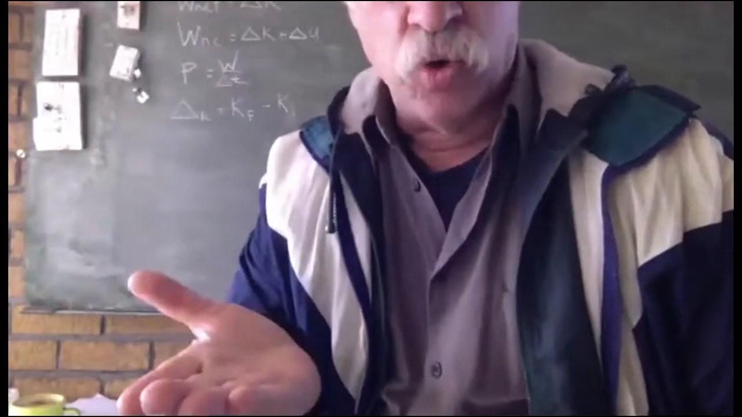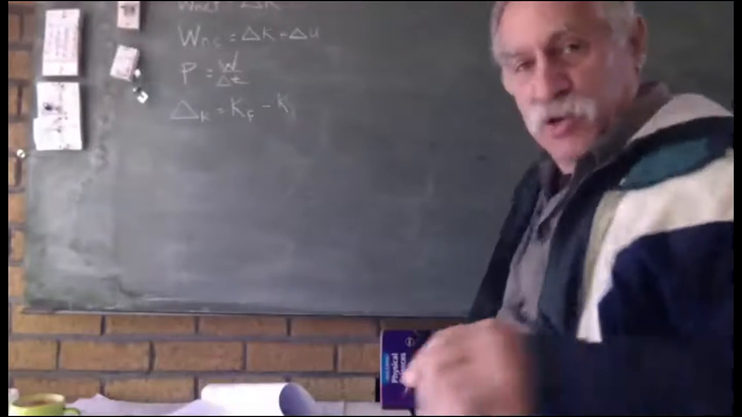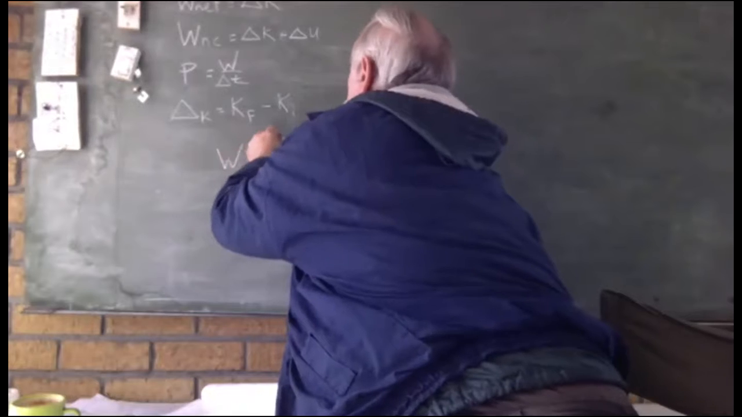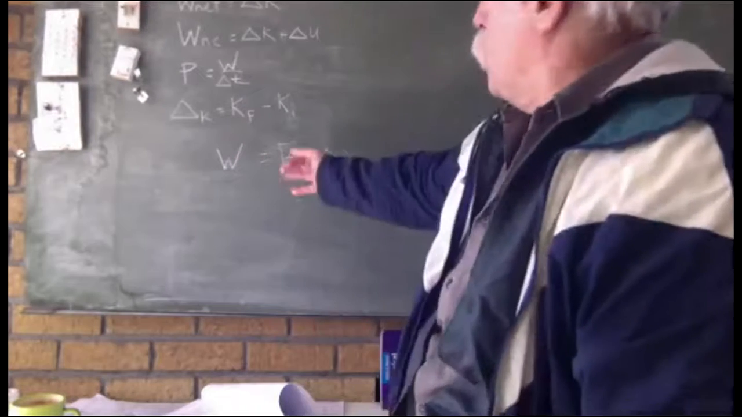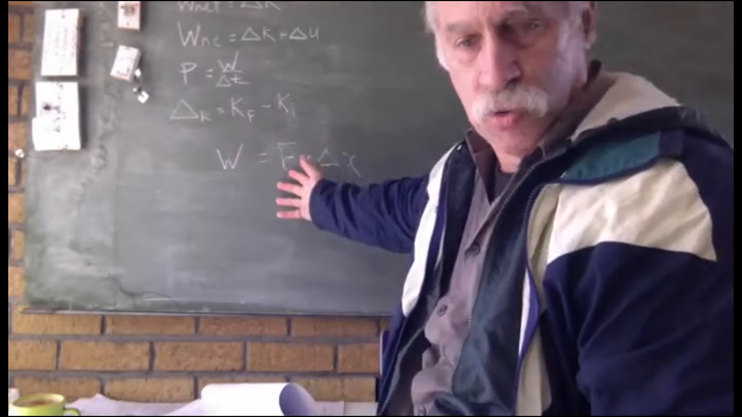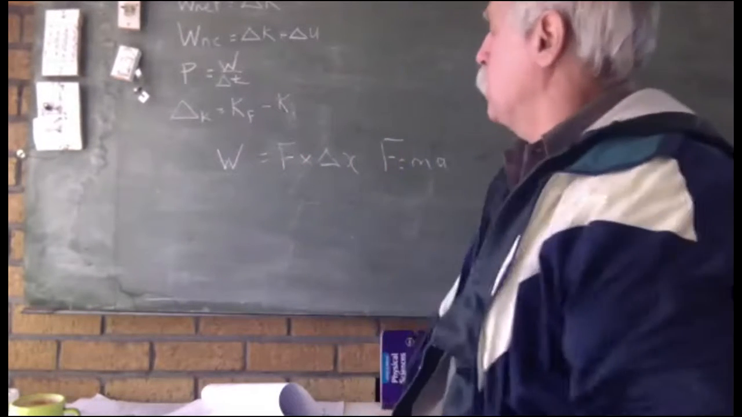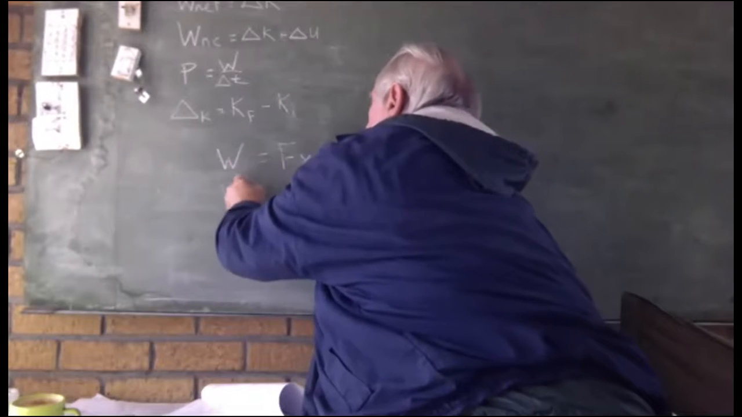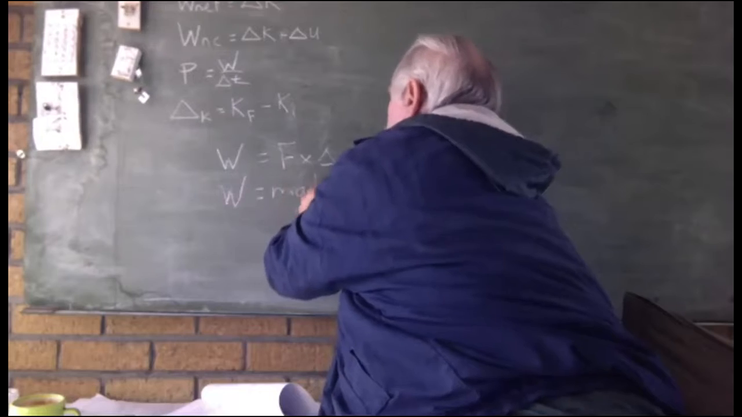So now you've got to work out how much work I did. So we take work equals force times distance. If you can see my blackboard, work equals force times delta x. What is my force? Well, force equals mass times acceleration. So how much work did I do? Work equals mg, and delta x is h.